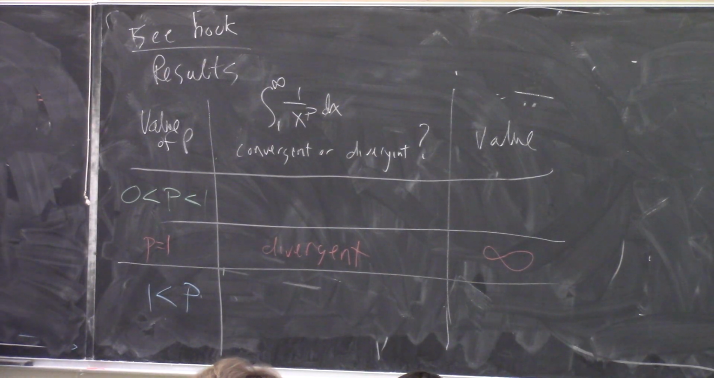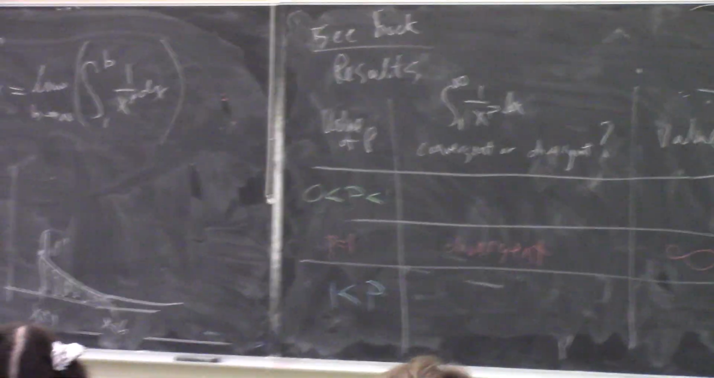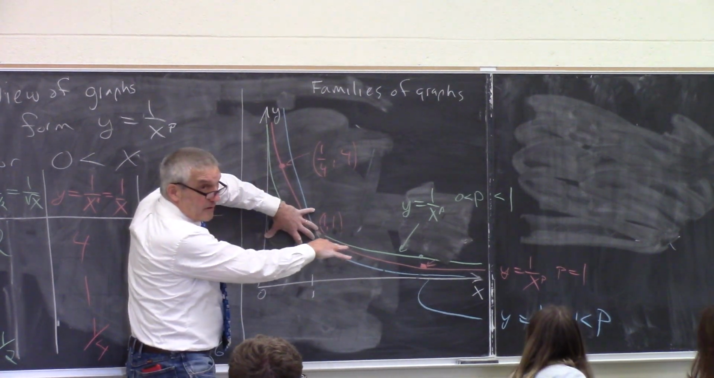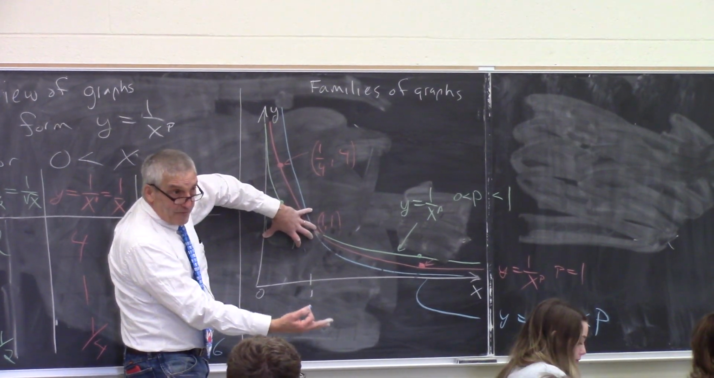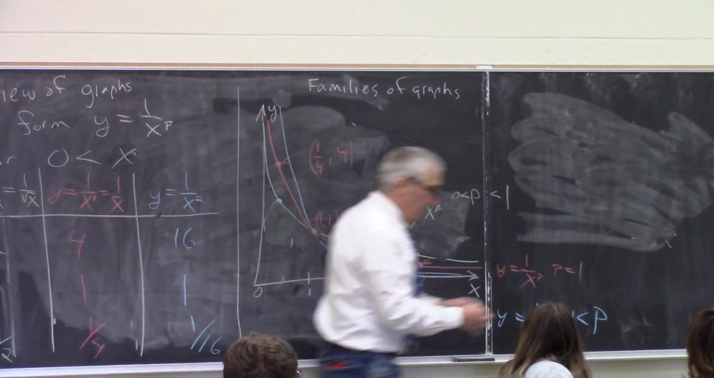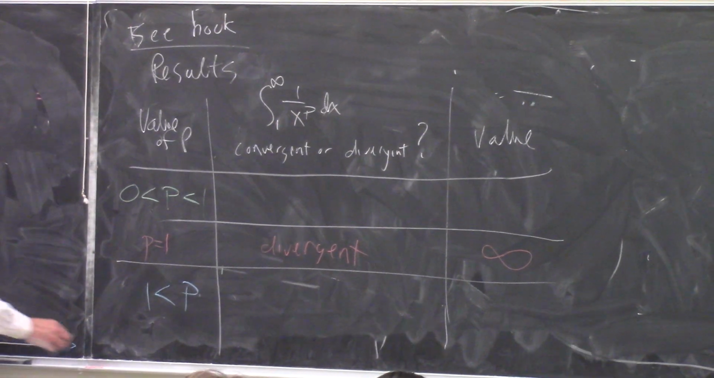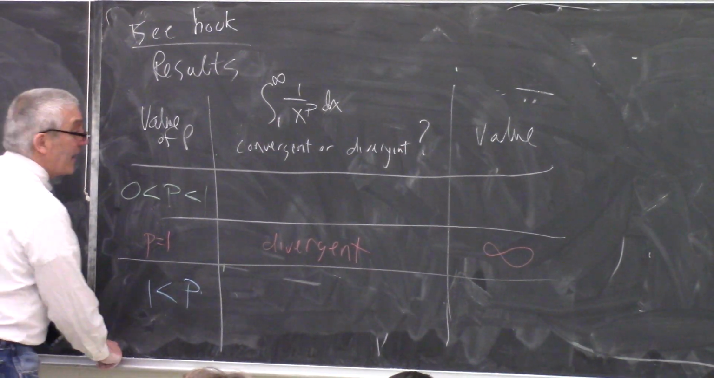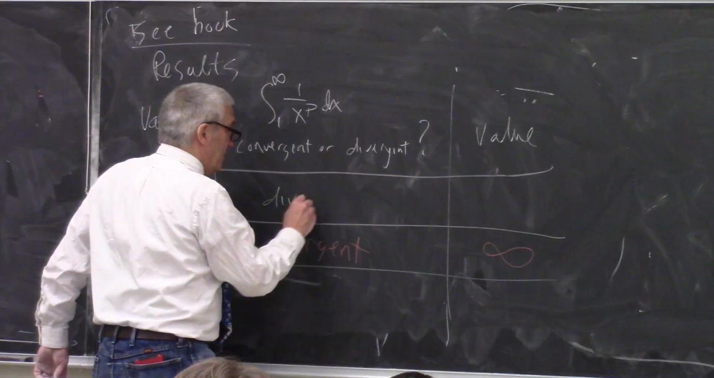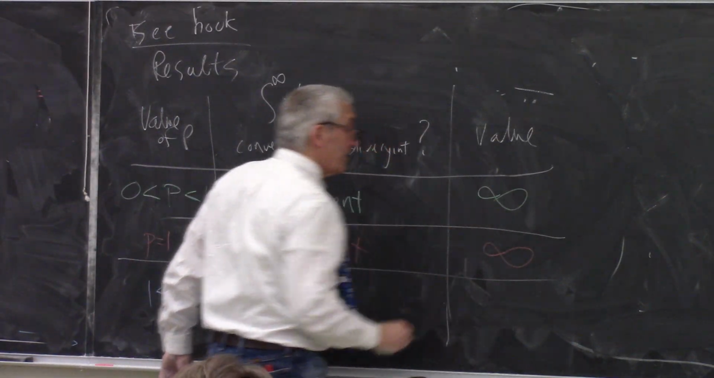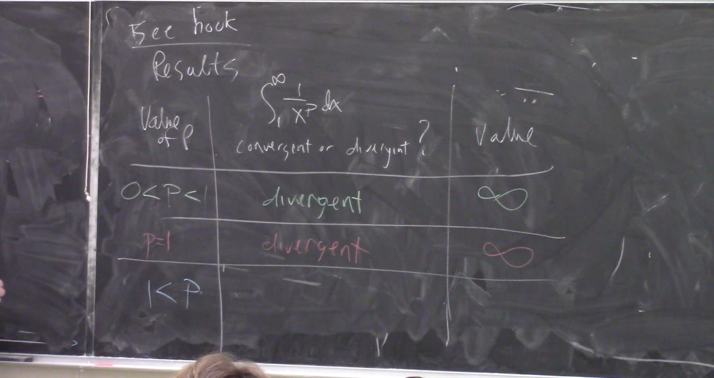Because see, in that picture over here, the green graph over on the right is above the red graph. So if the red graph encloses an infinite area, then the green graph does as well. So we don't even have to do the details, but they do in the book, because in the book, the comparison theorem comes later. So this is divergent, and so its value would be infinite.